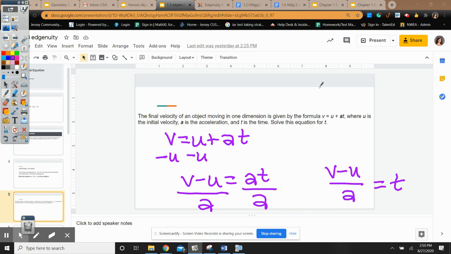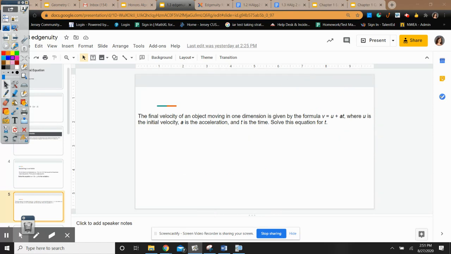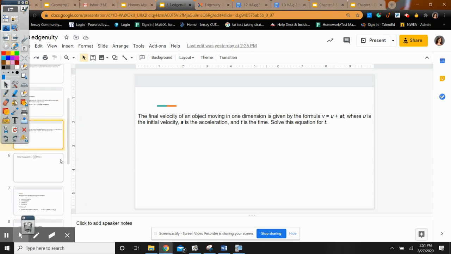Other ways that could look, very similar to the last one: 1 over a times (v minus u). You could also write v over a minus u over a. I think that's mostly it. All right, let's see what else we have here.